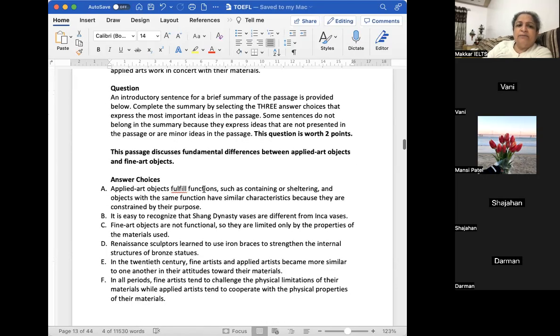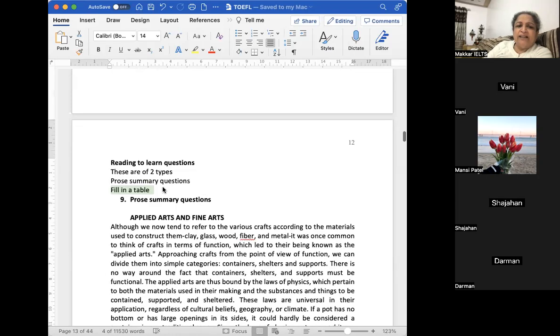If you get a prose summary, it will be 2 points. If you get a fill in the table, it will be 3 points. Is that clear? Yeah. Total marks are 30 over here.